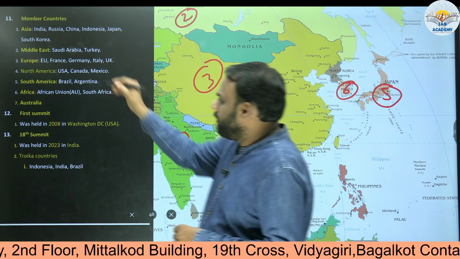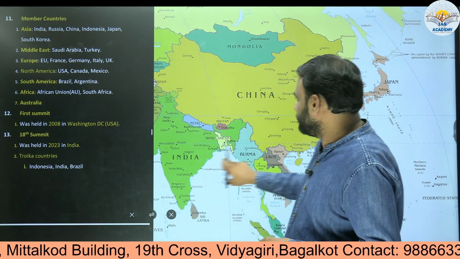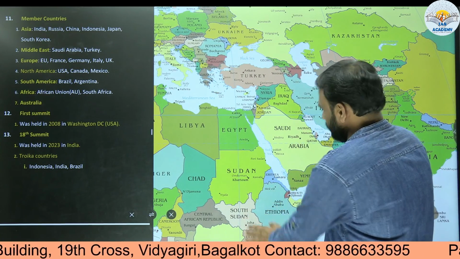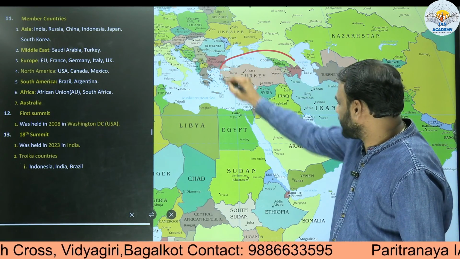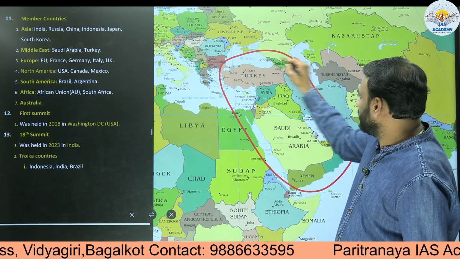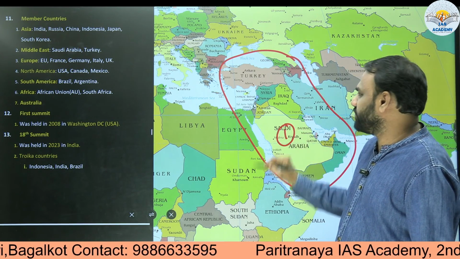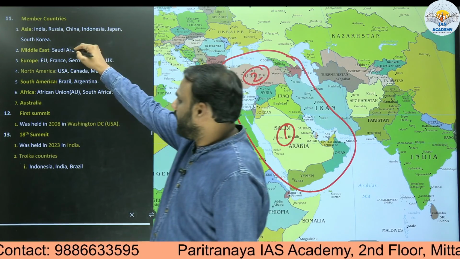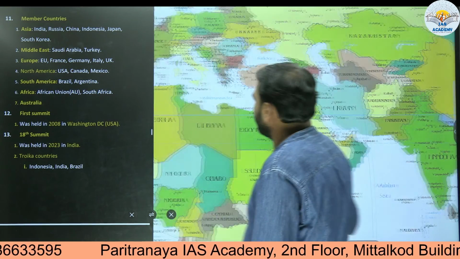Next we shall move to Middle East. So we have already seen what is Middle East. So generally this area constitutes Middle East. So from the Middle East, Saudi Arabia is a member of G20. Similarly, Turkey is a member of G20. Saudi Arabia, Turkey. Next we shall move to European Union.